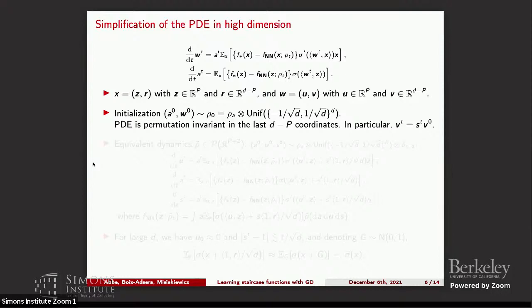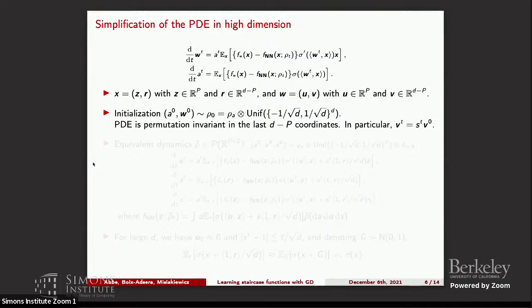Yeah, rho A is just the initial distribution for A. A and W are initialized independently on both layers, and we assume that A0 is distributed with rho A. So far, we don't assume anything about rho A. It's confusing, I guess, but A is not a time parameter. Yes? V_t is the D minus P coordinates. How does permutation invariance imply that it just evolves radially? Oh, you just show it.